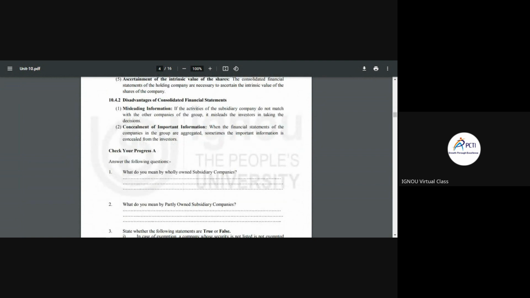We have two disadvantages. First one is misleading information. If the activities of the subsidiary company do not match with the other companies of the group, it misleads the investor in taking the decision. Second one is concealment of important information. When the financial statements of the companies in the group are aggregated, sometimes the important information is concealed from the investors.